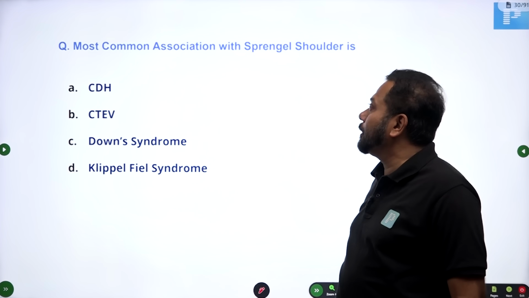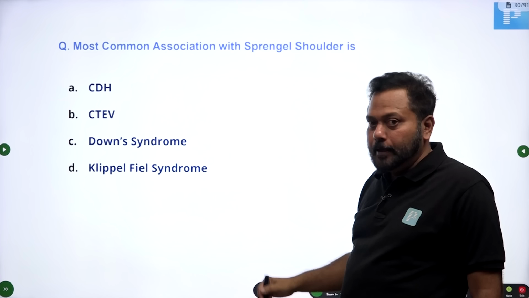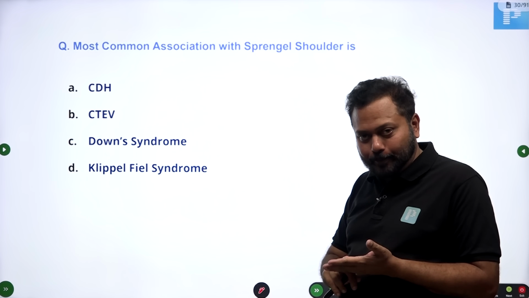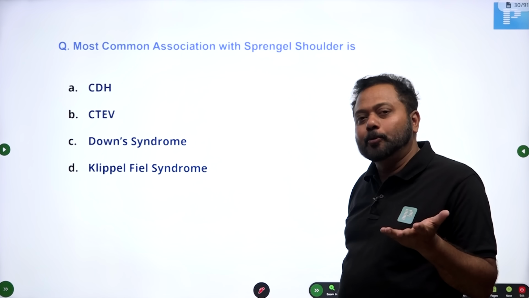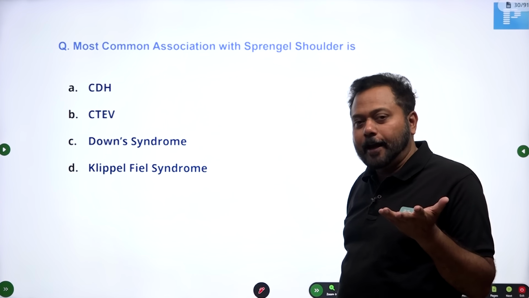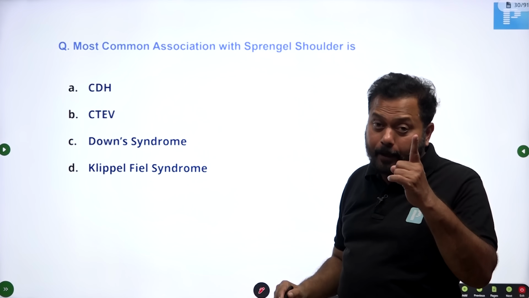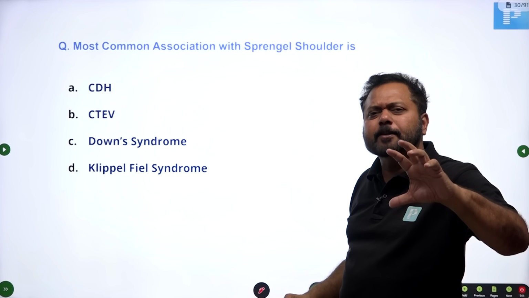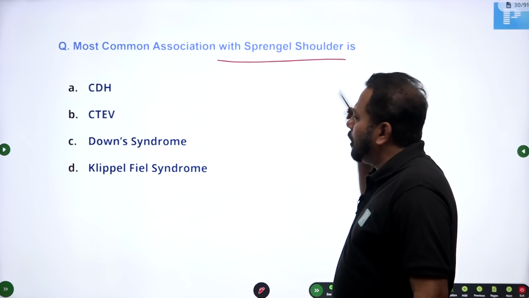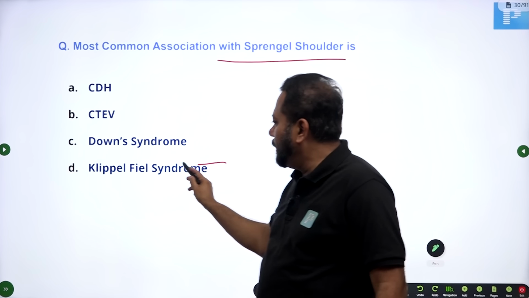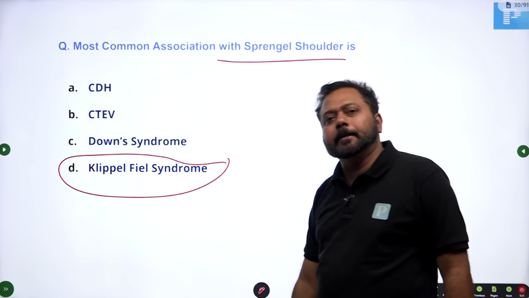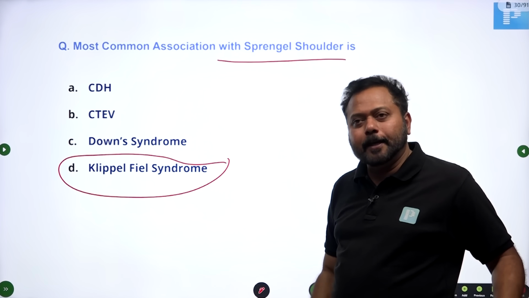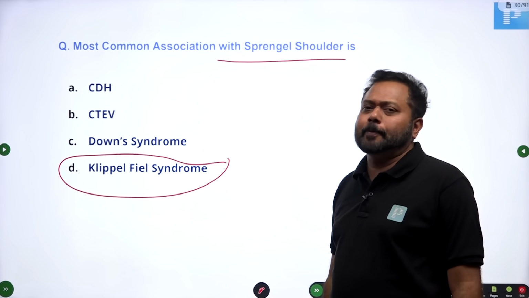Most common association of Sprengel shoulder is CDH, CTEV, Down syndrome, Klippel-Feil syndrome. By this time, you would easily have the answer. Most common, a one lakh times repeated question. Again, this will be a question, a very favorite area of FMGE, Sprengel shoulder. Most common association is always Klippel-Feil syndrome. 90% of Sprengel shoulder is associated with Klippel-Feil syndrome. Whenever you see Klippel-Feil syndrome, it will be associated with Sprengel shoulder.